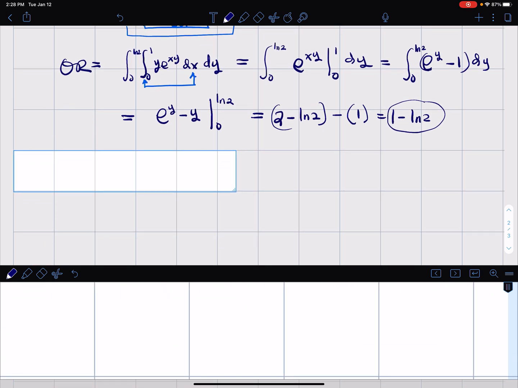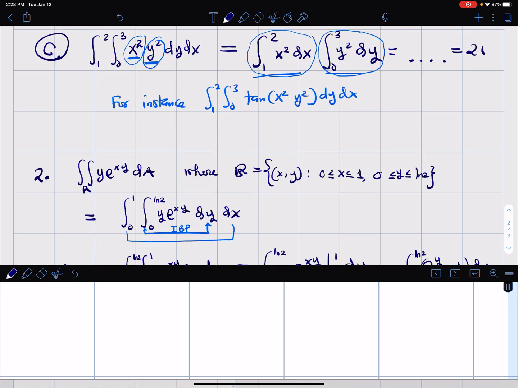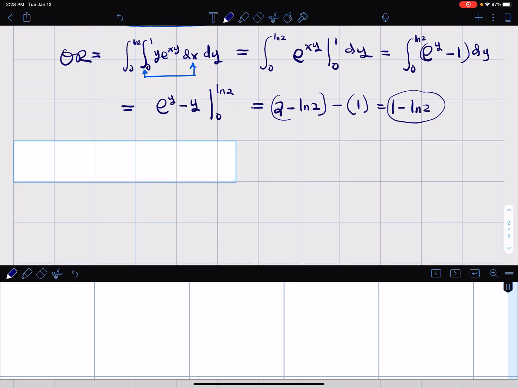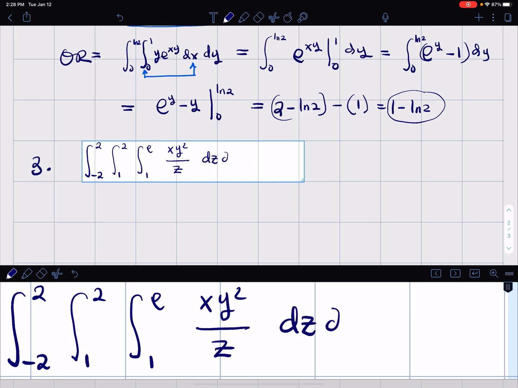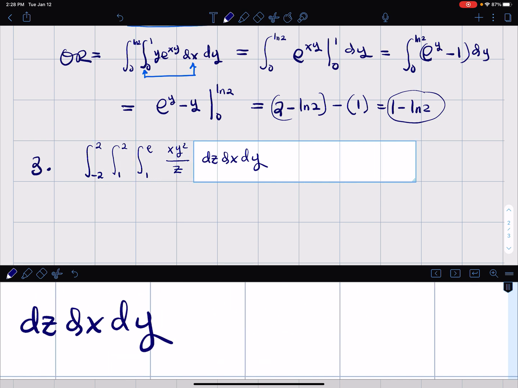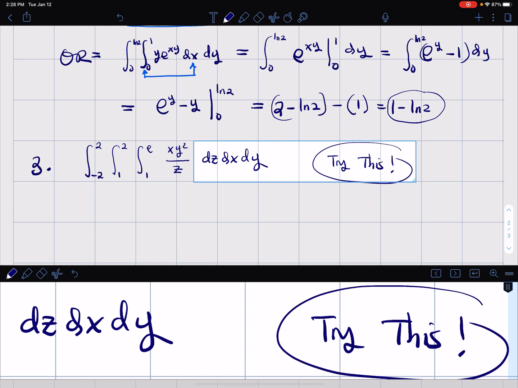Now, we talked about double integrals. How about we go ahead and just go a little nuts? Do a triple integral. The same thing applies. So we're going from negative 2 to 2, integral 1 to 2, and then the integral 1 to e of x y squared over z dz dx dy. So I want you to try this yourself. I want to see how you do it. Tell me the answer you got.